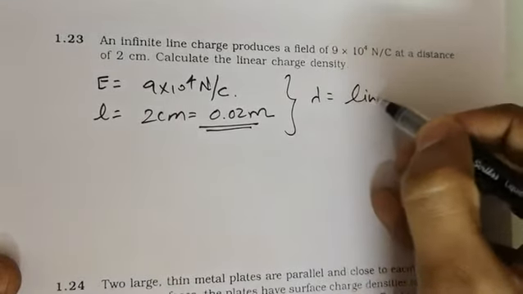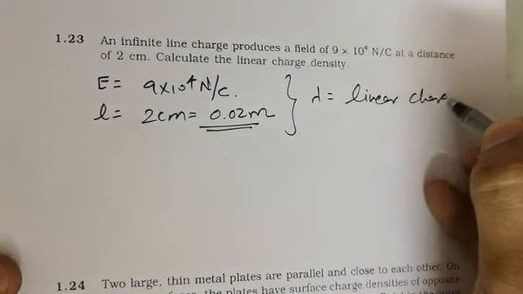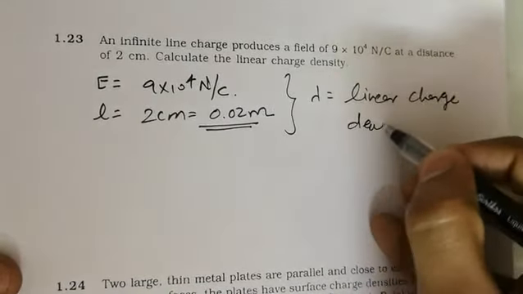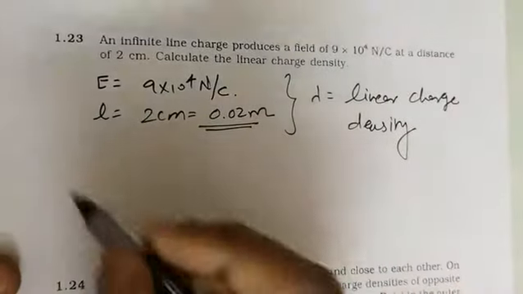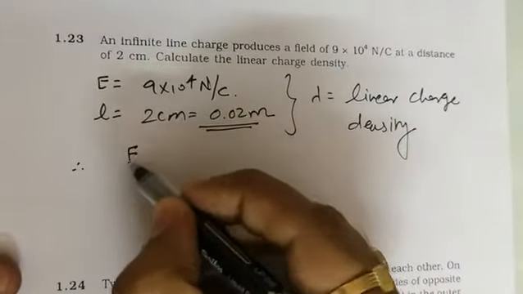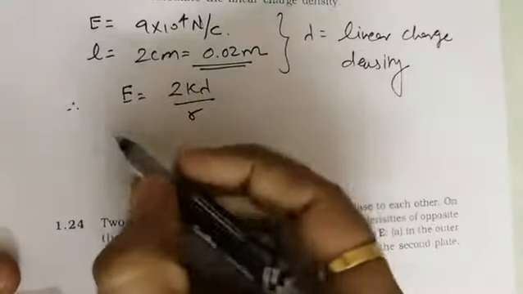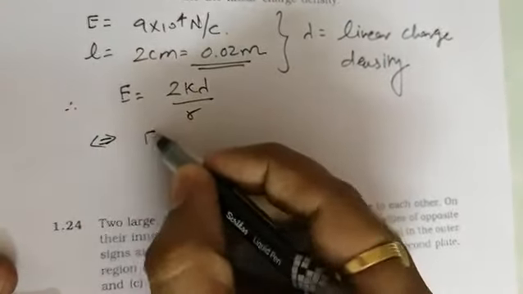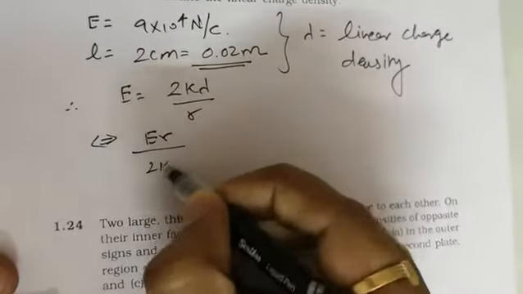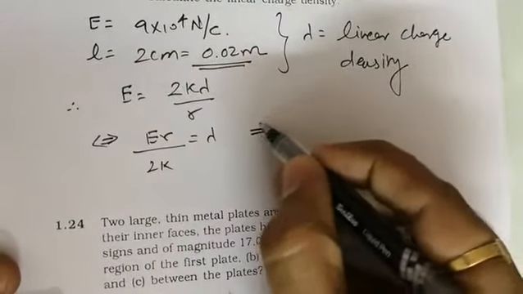Lambda, the linear charge density. So our formula of E is equal to 2kλ by r. This implies that E r by 2k is λ.